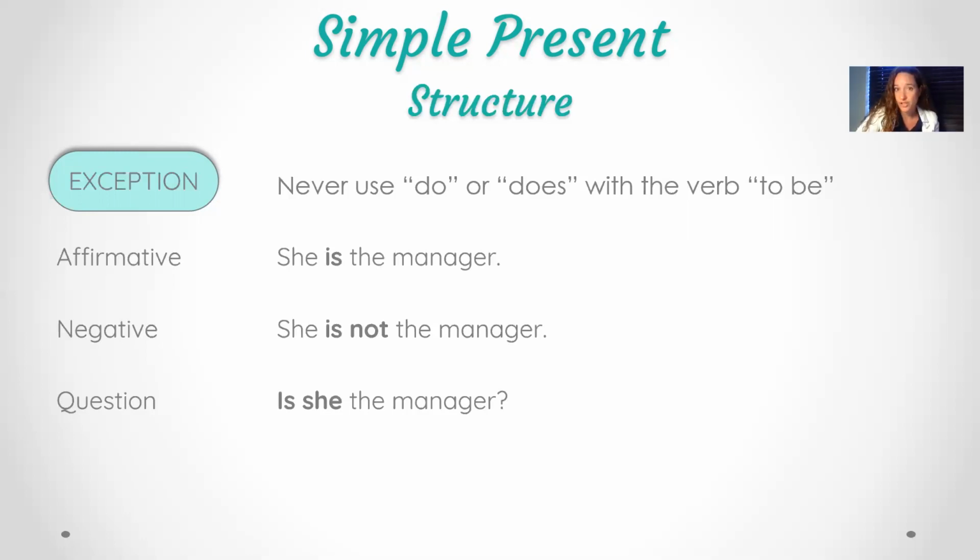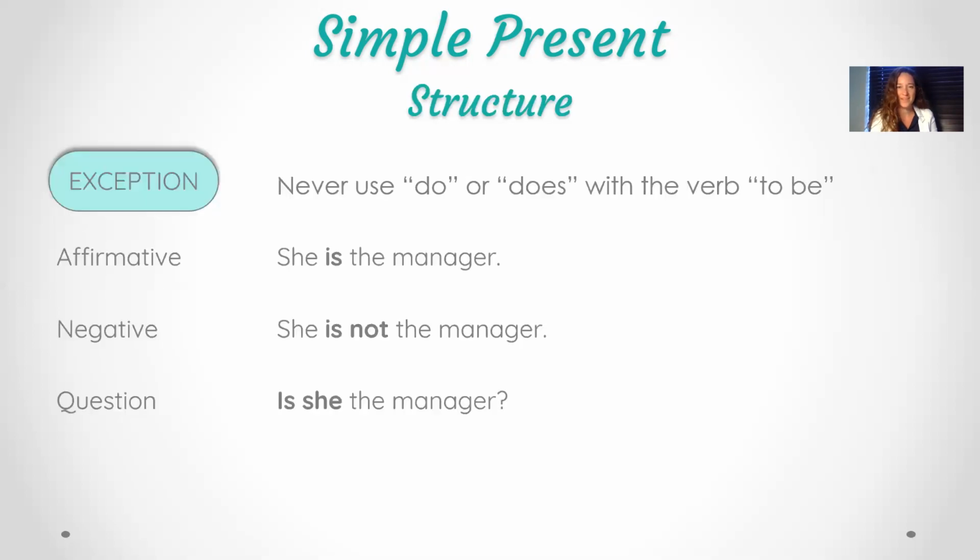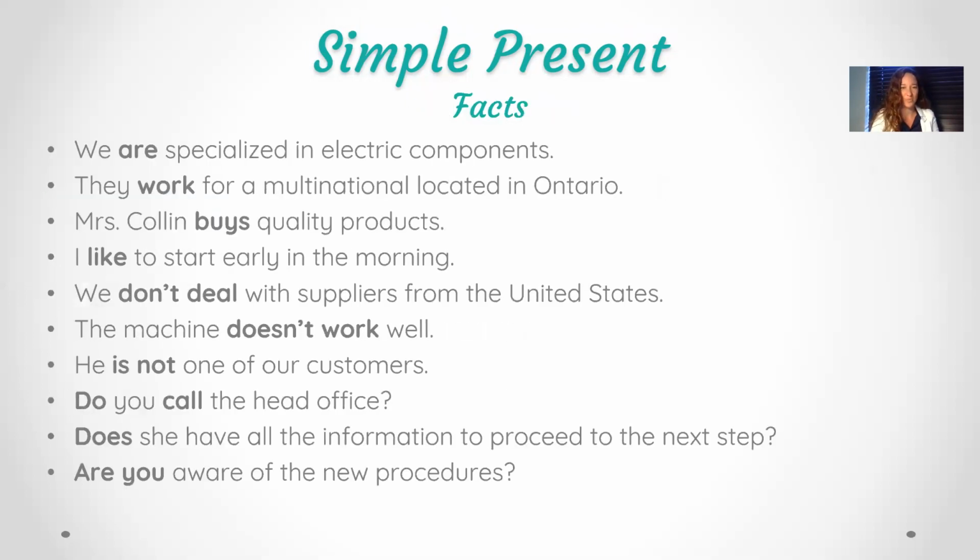Great. In a question, never use do or does. So we will simply invert the subject and the verb. She is becomes is she the manager? Am I the manager or are you the manager? You see? So remember that only the verb to be works that way. But all the other verbs, talk, go, see, whatever, you use the previous structure with don't, doesn't, and do and does. Great. So this is for the structure of the simple present.